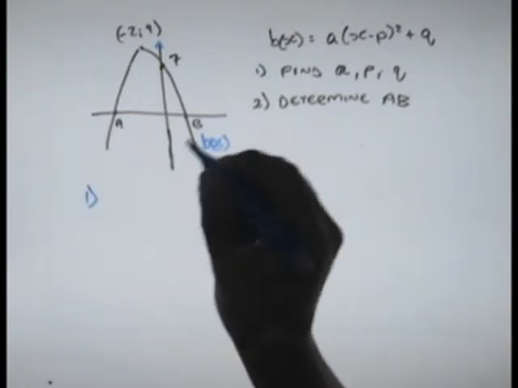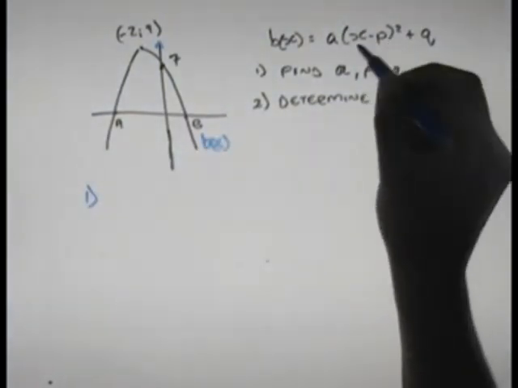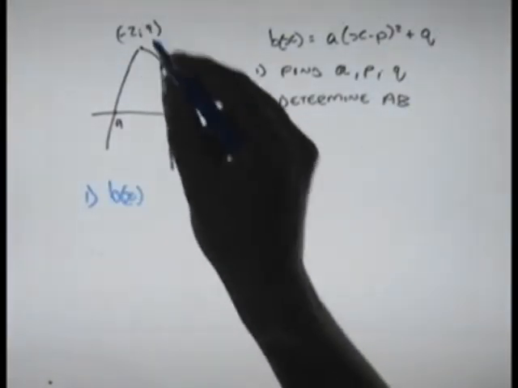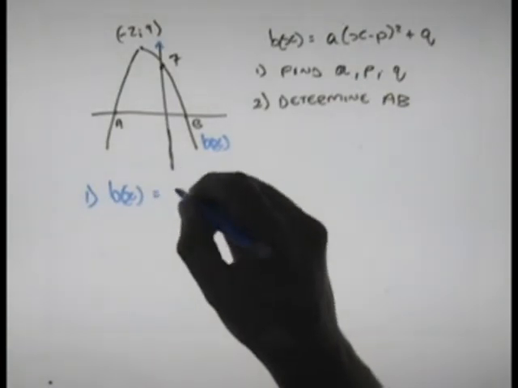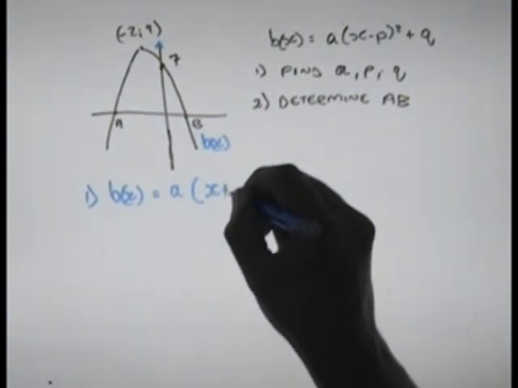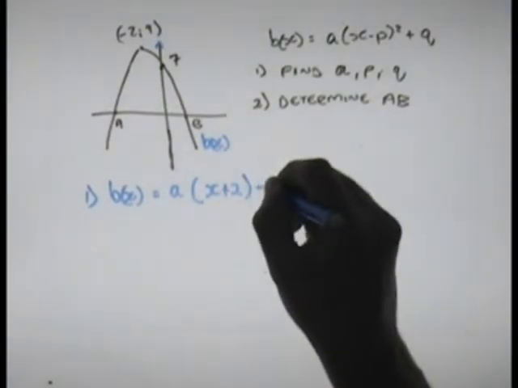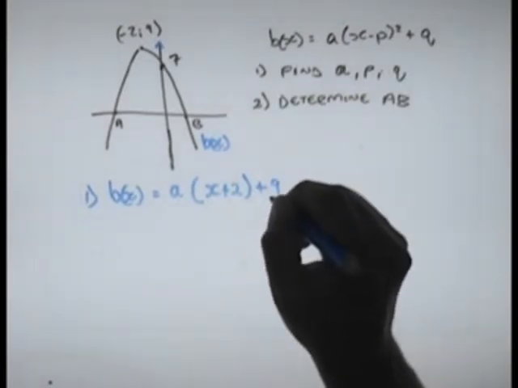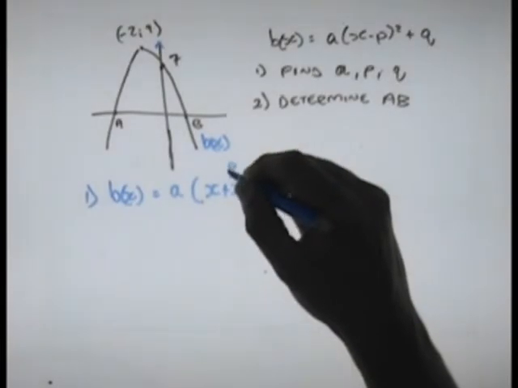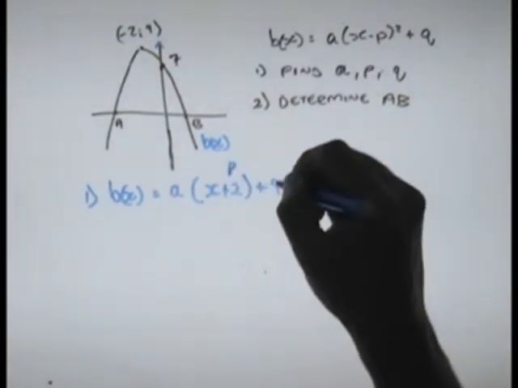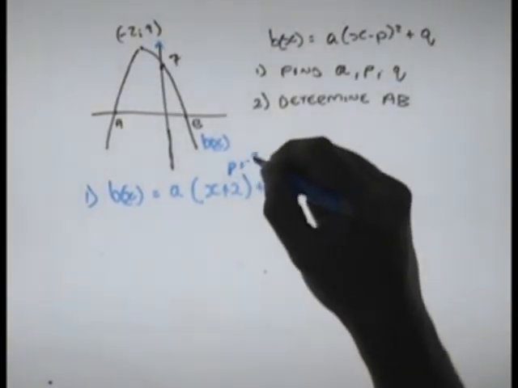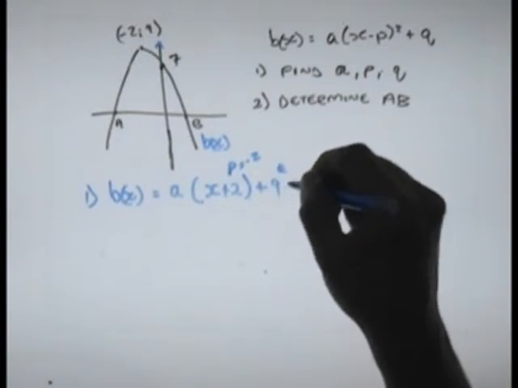We're going to start this one out by saying b of x is equal to a(x minus p) squared plus q. But we know that our turning point is negative 2, 9. That means that b of x is equal to a(x plus 2) squared plus 9. That means that our p value is negative 2 and our q value is equal to 9.